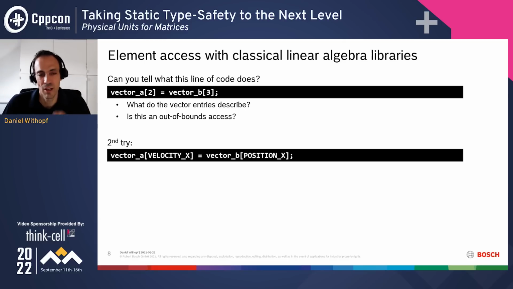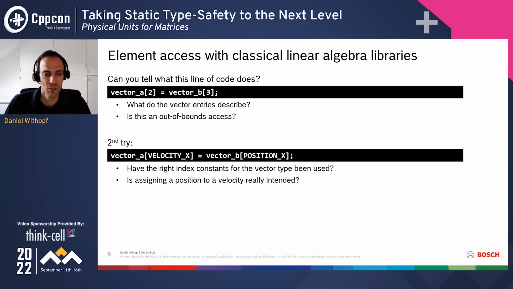Now maybe in the next try, the creator of that code rewrote the code a little bit, and it now looks like this. So now we're accessing vector B at position X index, and we're assigning it to vector A at velocity X index. Now, when you see code like this, there are again 2 questions that you have to ask yourself. First of all, have the right index constants for the respective vector type been used? Because there's no guarantee that position X and velocity X are actually meant for vector B and vector A. They might just be enumerator constants that are meant for completely different vectors. That's also possible.